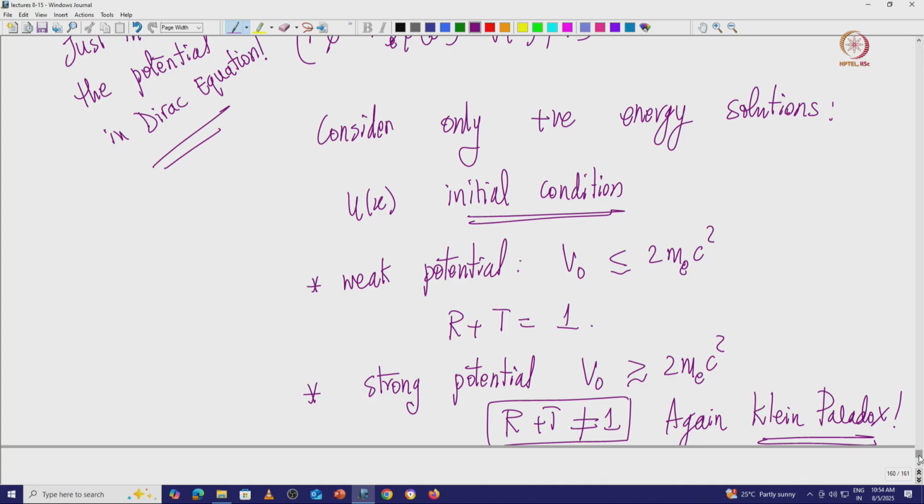I advise you to read some very nice papers in the American Journal of Physics on the Klein paradox for the Dirac theory. They are very well written, and you can look into them in more detail.